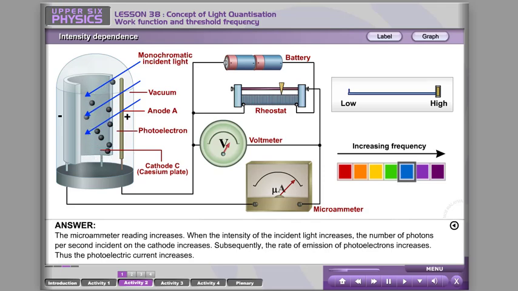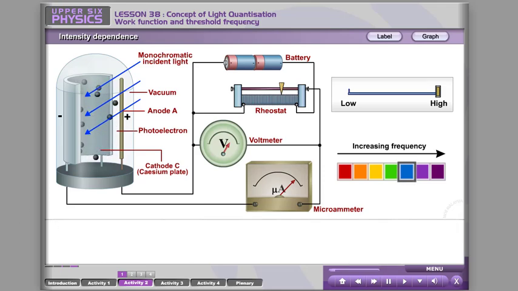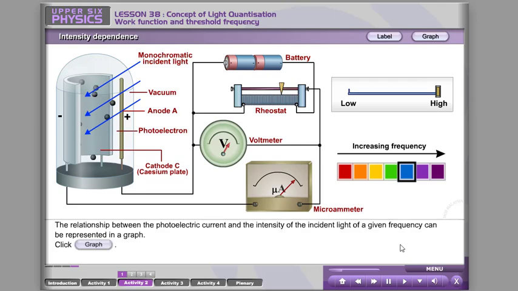When the intensity of the incident light increases, the number of photons per second incident on the cathode increases. Subsequently, the rate of emission of photoelectrons increases. Thus, the photoelectric current increases. The relationship between the photoelectric current and the intensity of the incident light of a given frequency can be represented in a graph. Click the graph button.